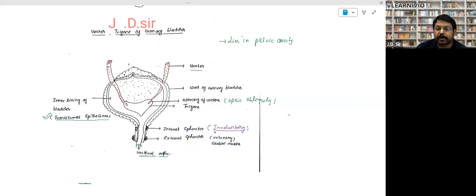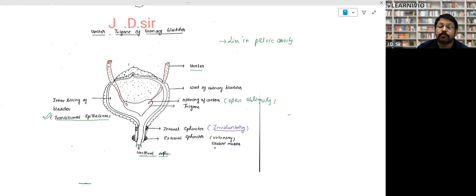This is involuntary. So when you feel that you need to go for urination, your internal sphincter muscle has opened, because this is involuntary, meaning it is not in your control. When you really go to release the urine, at that time the external sphincter opens. That is voluntary, opened by your own wish.